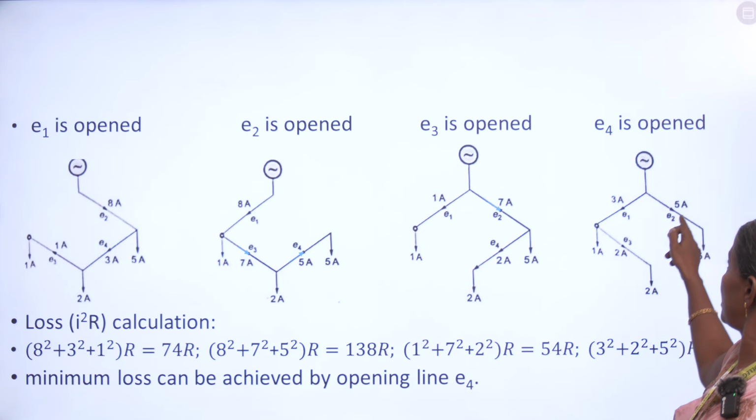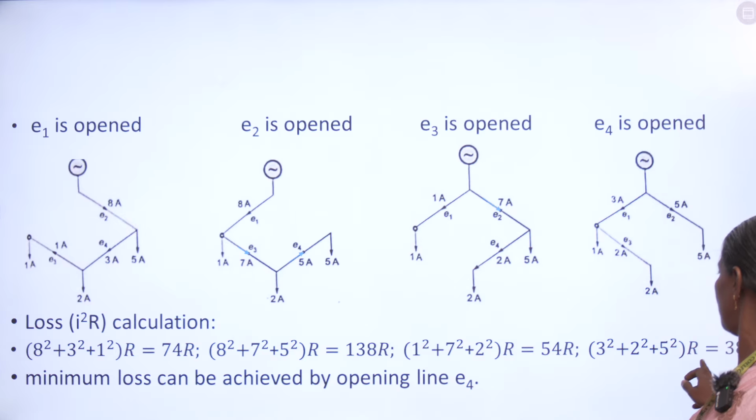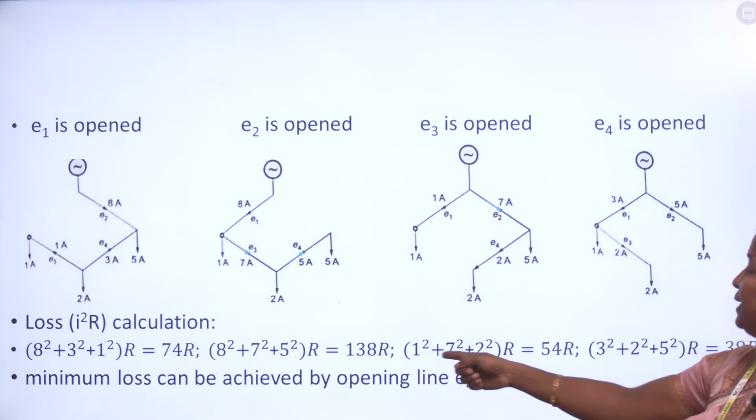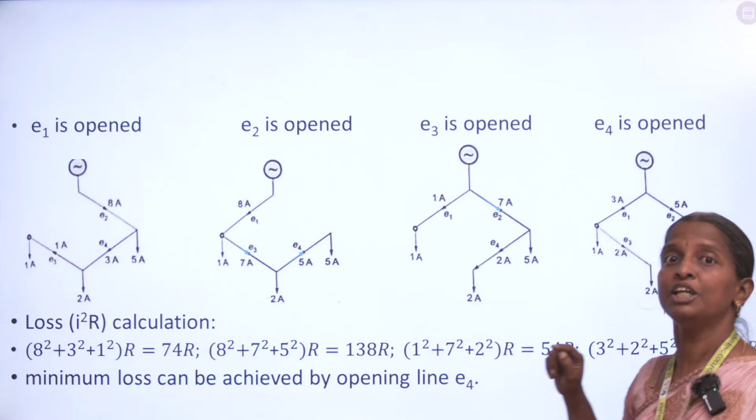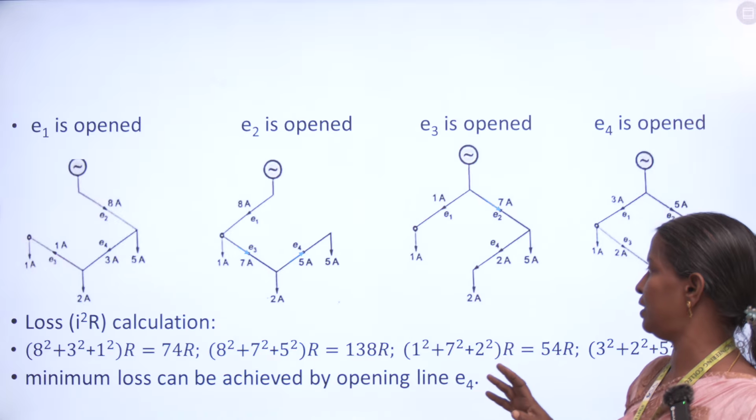3 square plus 2 square plus 5 square into R value. I am getting 38 R. When comparing all this, the power loss is very less in this one only. So I have to open the E4 to reduce the power loss.